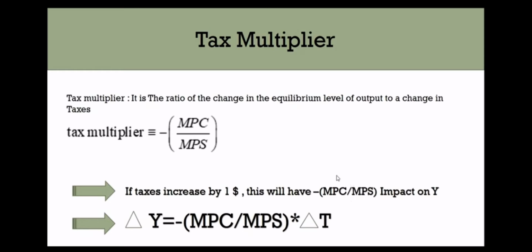So Y obviously changes, and if you want to calculate the change in Y due to the change in taxes, then we can do change in Y equal to the tax multiplier times the change in T. So the equation becomes as follows: the change in Y equals minus MPC over MPS times the change in taxes.